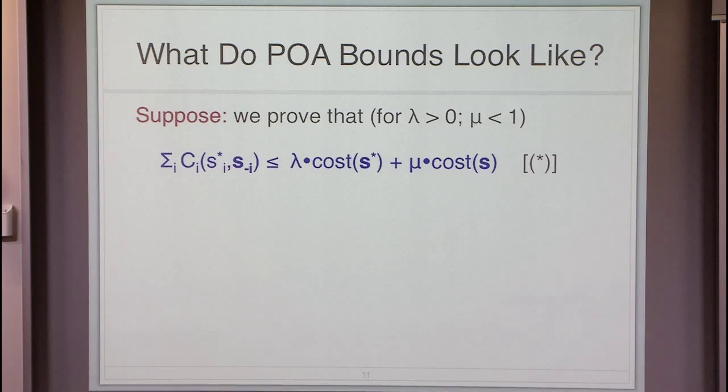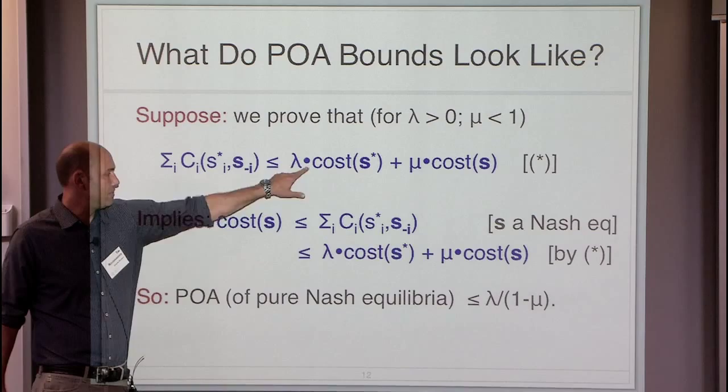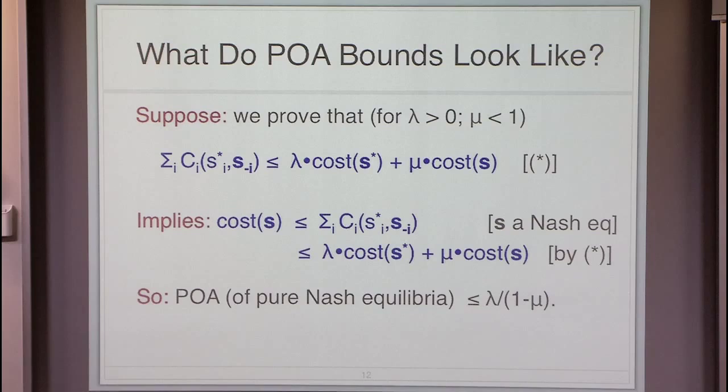So suppose we could prove this, okay? And who knows if we can, and for what parameter values. But suppose we could prove this, then we'd be done. Okay. We take the last slide: using the Nash equilibrium hypothesis, the equilibrium cost is upper bounded by this entangled term. By assumption, by star, this is upper bounded by a linear combination of the optimal and equilibrium costs. Since mu is less than 1, we can subtract from both sides, divide through by 1 minus mu, and we conclude that indeed the cost of this arbitrary equilibrium S is no more than lambda over 1 minus mu times the optimal cost. Okay? Since the equilibrium was arbitrary, this is the same as a price of anarchy bound of lambda over 1 minus mu.